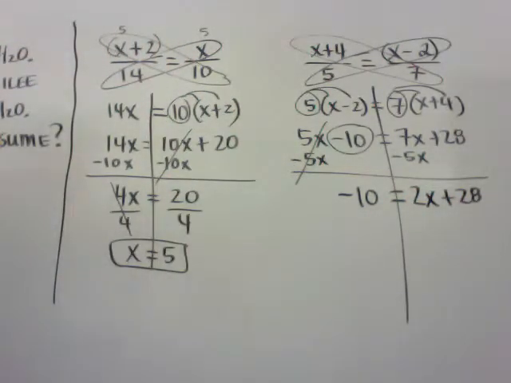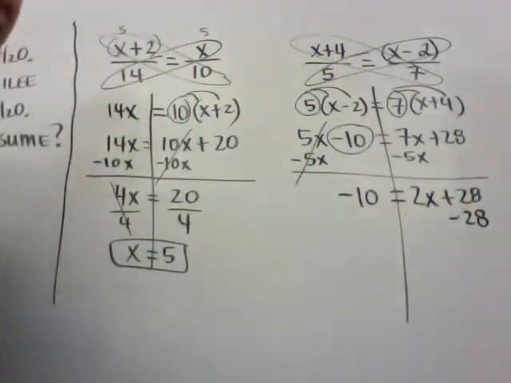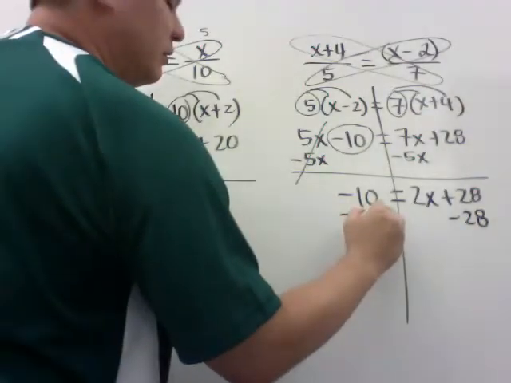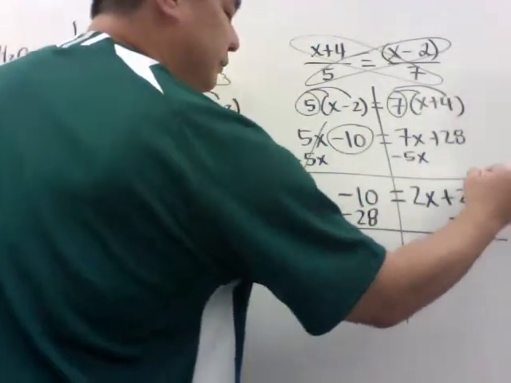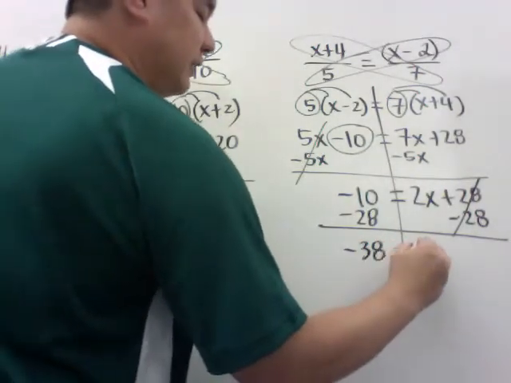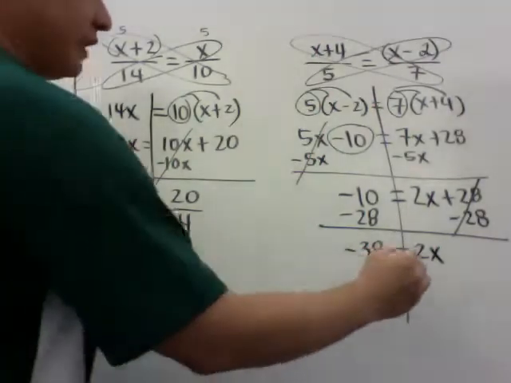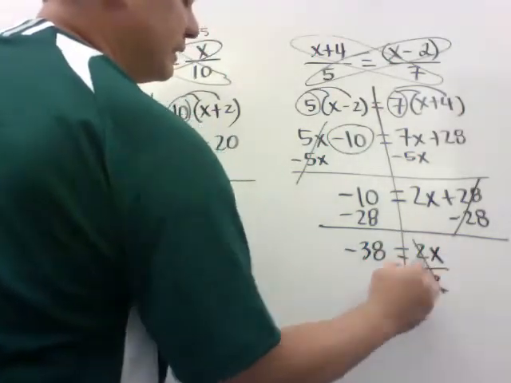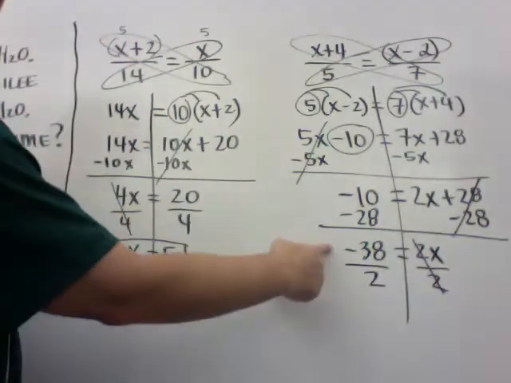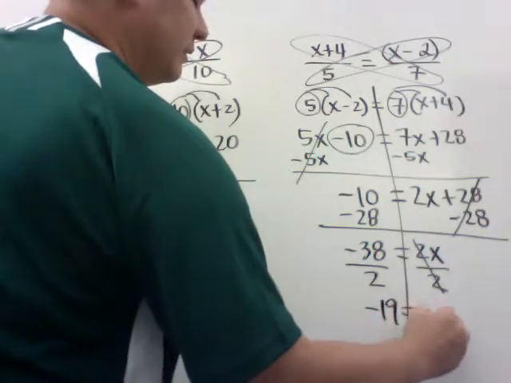Now I have 2 times x plus 28, so I want to get rid of whatever's not attached to the x. So I want to get rid of the 28, so I'm going to minus 28. And what I do to one side, I need to do to the other. So that's gone. This becomes negative 38 is equal to 2x. Because it's 2 times x, I want to divide by 2 to get rid of this. Negative 38 divided by 2 is negative 19 is equal to x.